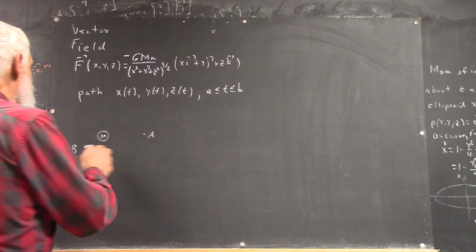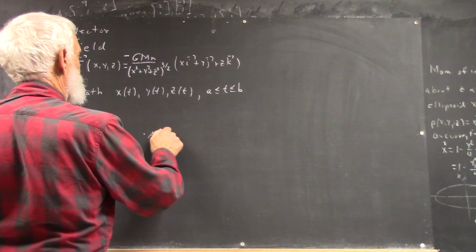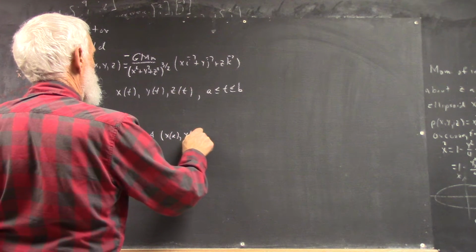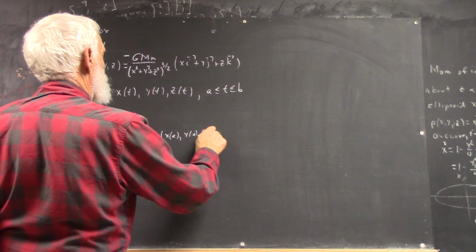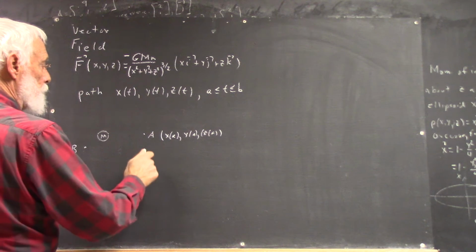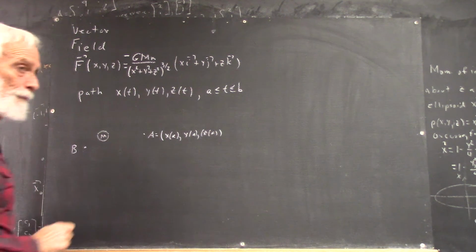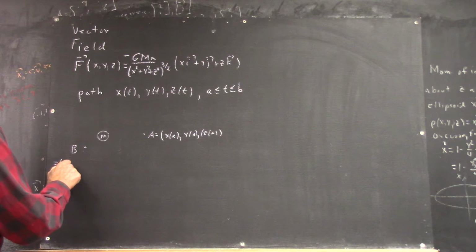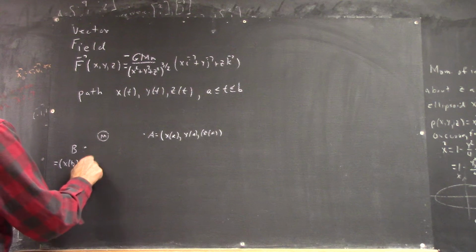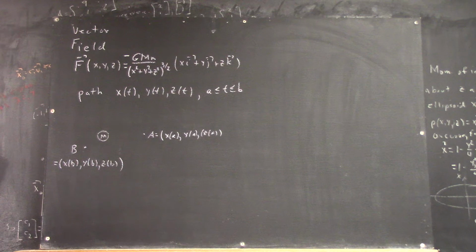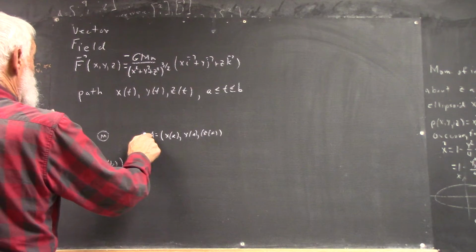A is the point x of A, y of A, z of A. That's not particularly important for doing the integral, but just to get us oriented to the notation and what everything means. B is x of B, y of B, z of B. Make sense? And we've got a path.